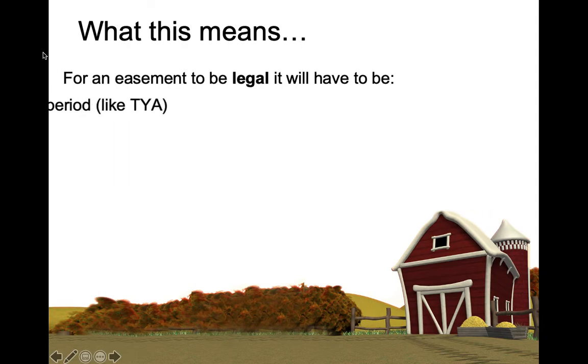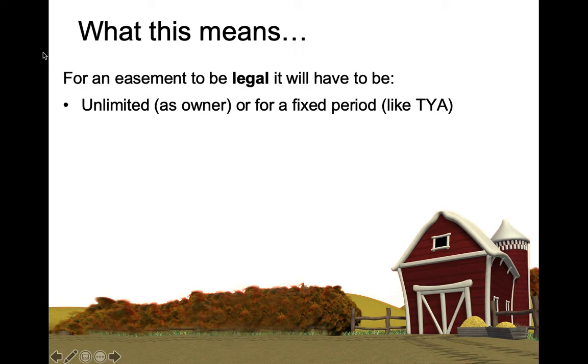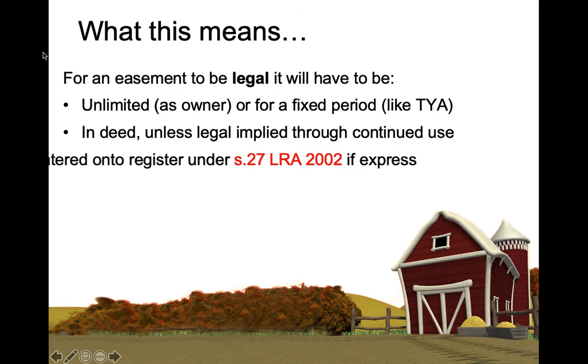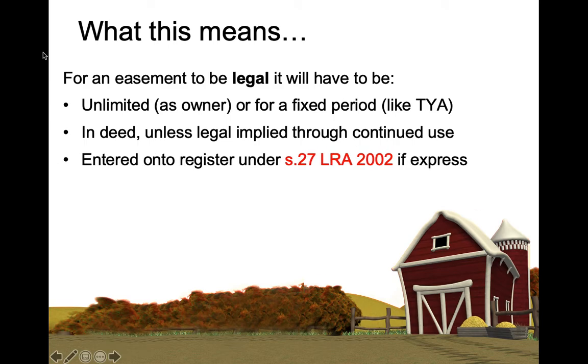So for an easement to be legal, it would have to be unlimited, completely able to be passed on or transferred to somebody else, or for a fixed period like a tenancy. For it to be legal, then on top of that we would need a deed under section 52, unless it's been implied, which we will look at very briefly, but is not something that you're going to be tasked with. And also, if it's an express legal deed that has been entered into by two parties, we would require it to be entered into the register. Under section 27, it becomes a legal registrable disposition, so it has to be entered at land registry.